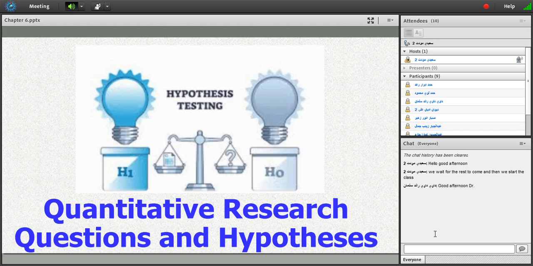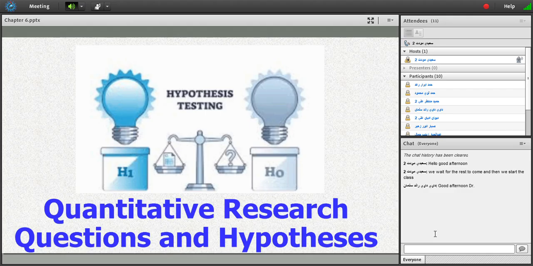So within this session and the last session on Wednesday, we are going to talk about quantitative research, the way we formulate questions and a hypothesis, the way we can collect the data for conducting quantitative research, and the way we can actually have our sample or population. So today we are going to talk about research questions and hypothesis.